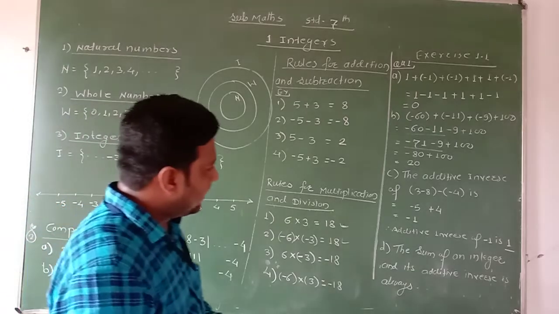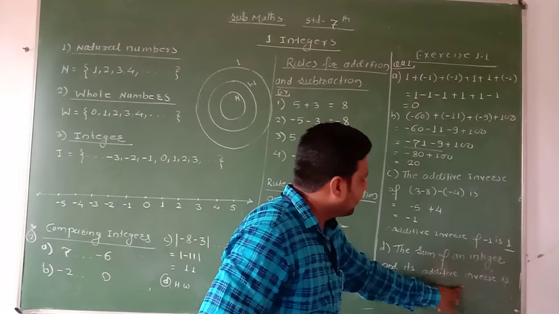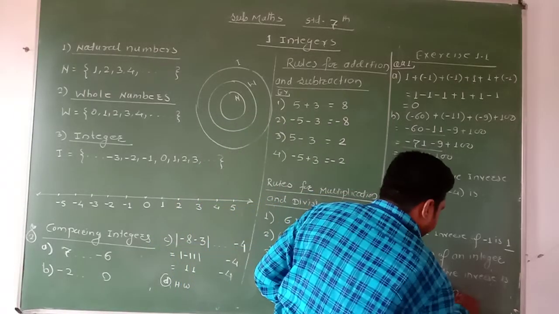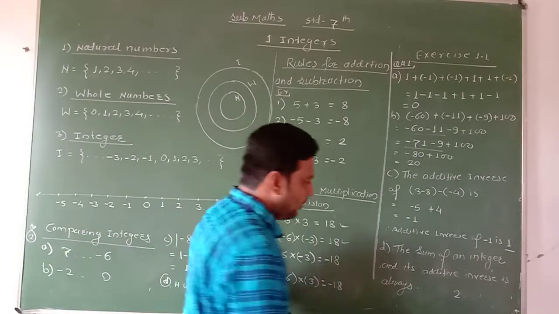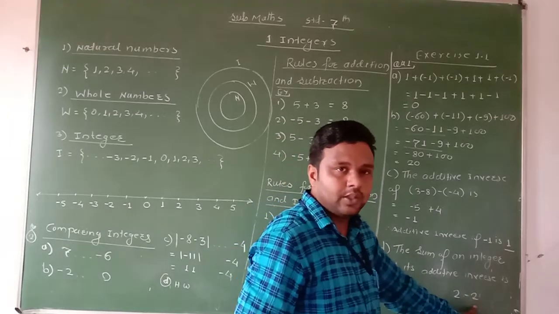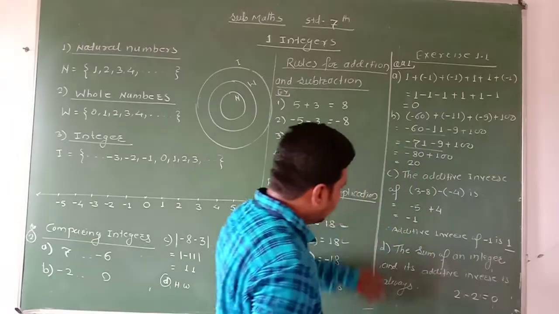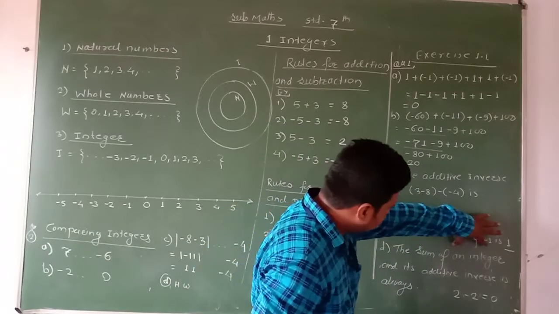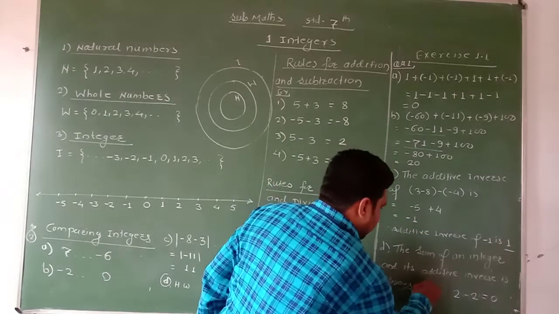Next question is the sum of an integer and its additive inverse is always. If you take two numbers there. Now what is the additive inverse of 2? That is minus 2. And if we do the sum of this 2 and minus 2, then what is your answer? That is 0. Therefore, for the question, the sum of an integer and its additive inverse is always 0.